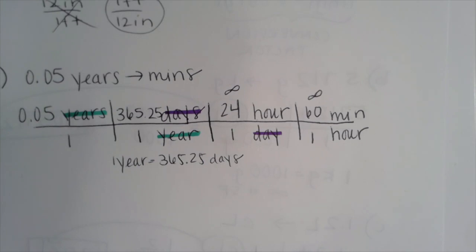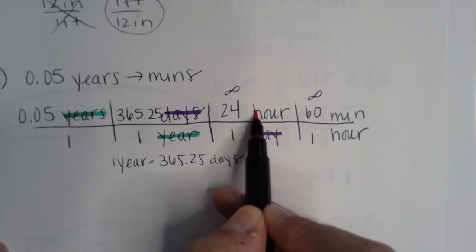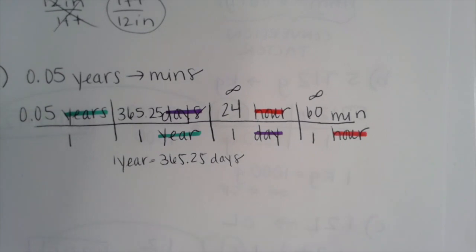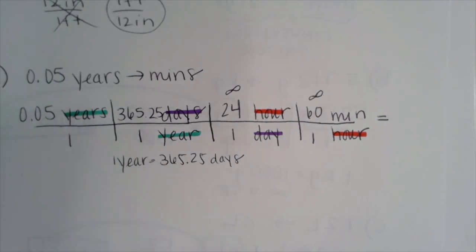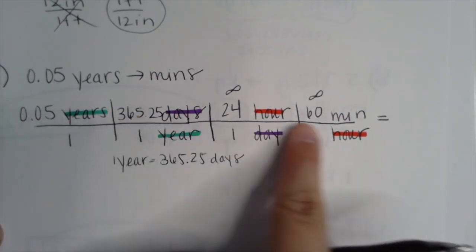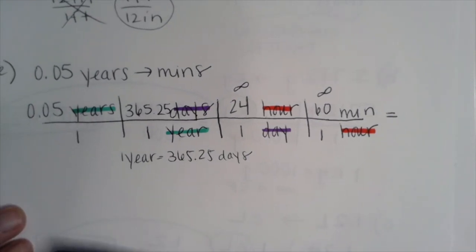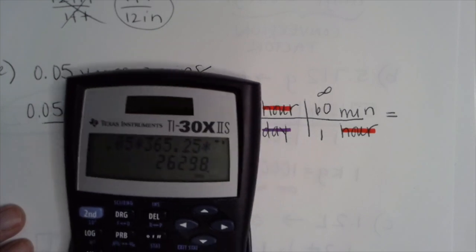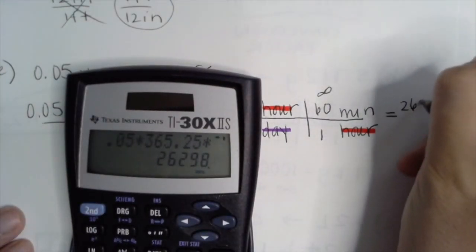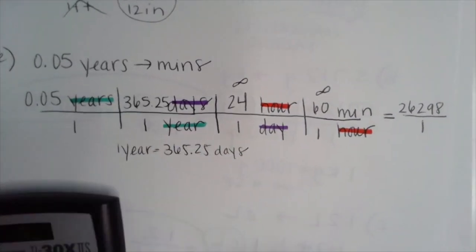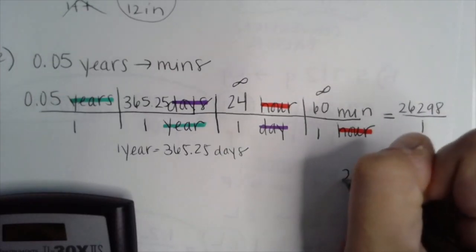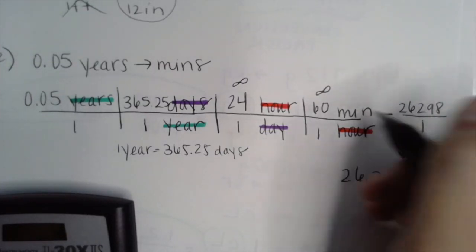Let's go ahead and get this color here. Units of hours now canceled. Notice I didn't even pick up my calculator yet. So let's go ahead and solve for this. Multiply straight across, which actually is all of the numbers multiplied by one another. 0.05 times 365.25 times 24 times 60 gives me this answer right here. 26,298, which would be over 1 because everything is 1 on the bottom, which would be equal to 26,298. Units would be minutes.